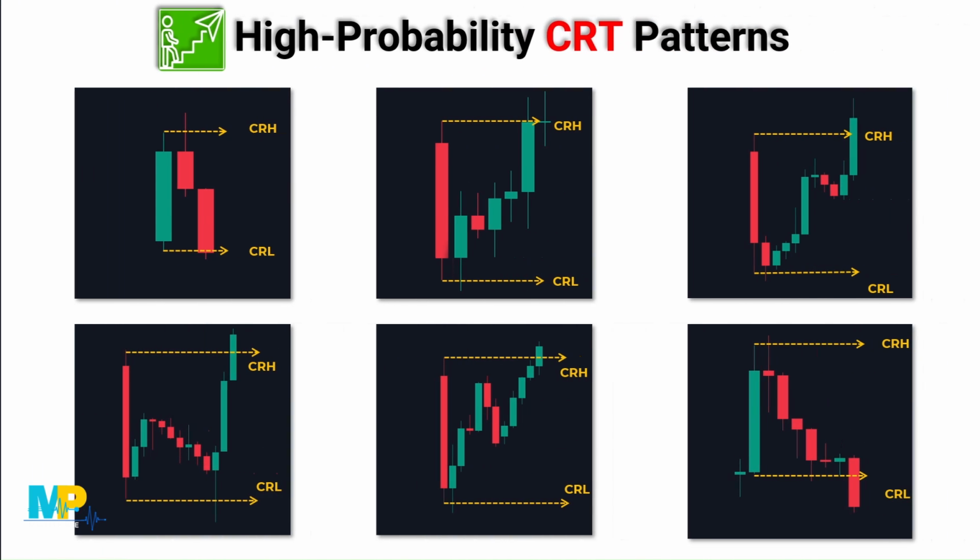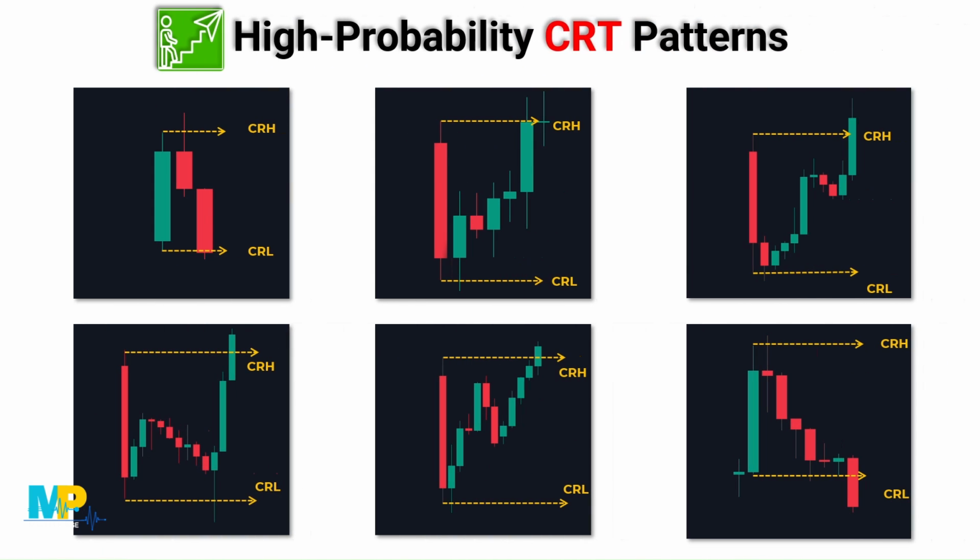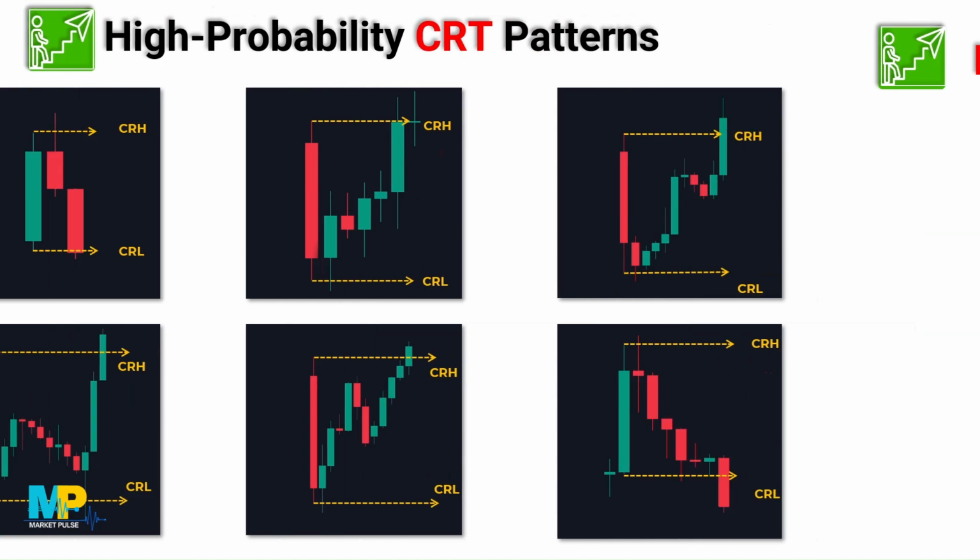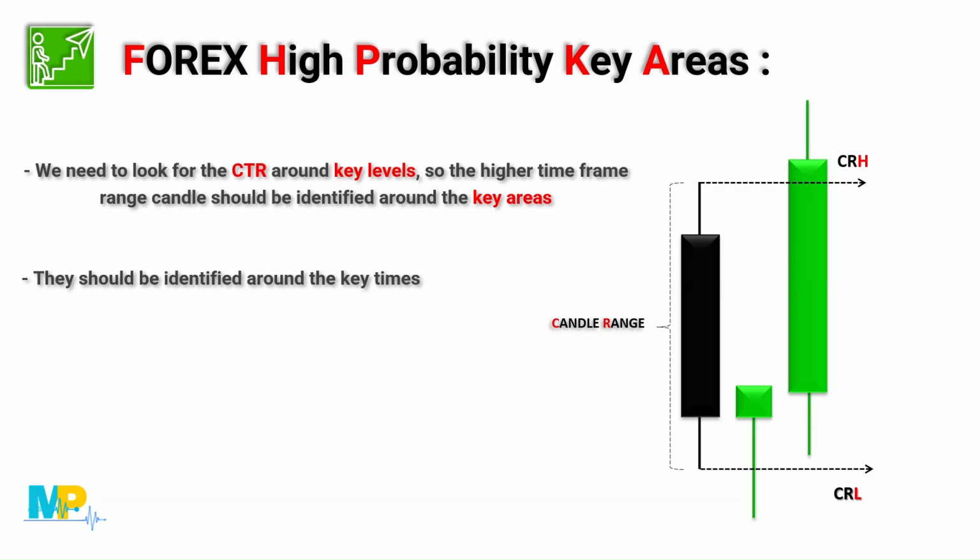The rest are the same as the example that was just explained. All these patterns meet the power of three: accumulation, manipulation, and distribution. In the first step of trading using CRT, we need to look for specific candles that indicate an accumulation phase around key levels, so the higher time frame candle should be identified around the key areas.